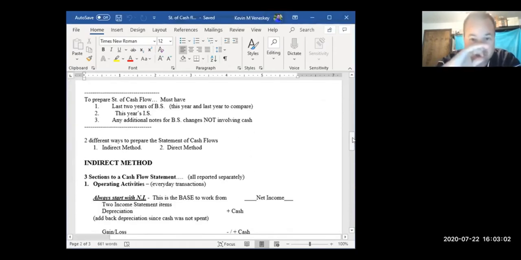Okay, so now we get into starting to prepare the statement of cash flows. There are three things you really need. You need a comparative balance sheet, meaning you have the end of last year's numbers and the end of this year's numbers. You have to have that because you've got to know whether your balance sheet accounts are going up or down. You've got to know the difference. And then you have to have this year's income statement, because you've got to know what your revenues and expenses are and your net income.